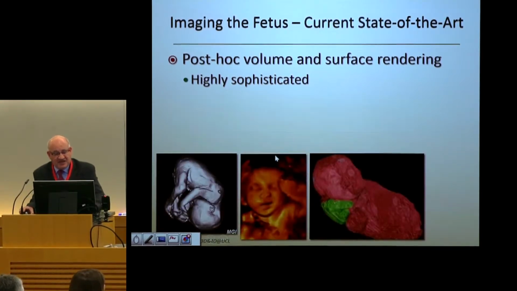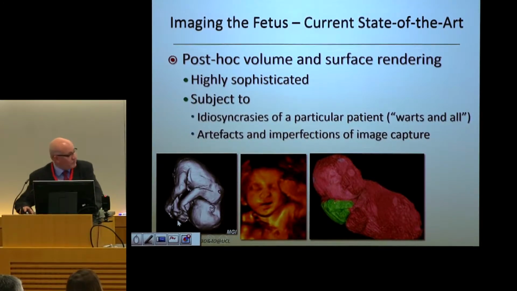So it's highly sophisticated. The problem is that there still are some issues. It's here and it should be rotating, but it's not. There are still some idiosyncrasies, some like warts, because the acquisition wasn't perfect. Clearly it's a baby, it's a fetus, but there's something wrong. This is another one that we had of a lymphatic malformation, but clearly there are problems with artifacts, imperfect image capture, and idiosyncrasies of each particular patient.